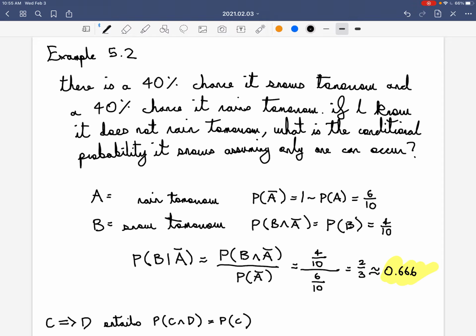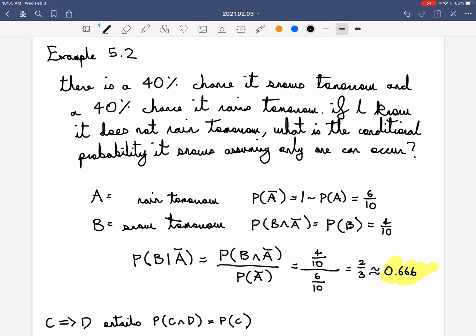So let's define A is the event it rains tomorrow, and B is the event it snows tomorrow. And so we can say, all right, what we're being asked about is the probability of B conditioned on A complement. The probability it snows tomorrow given that it does not rain tomorrow.